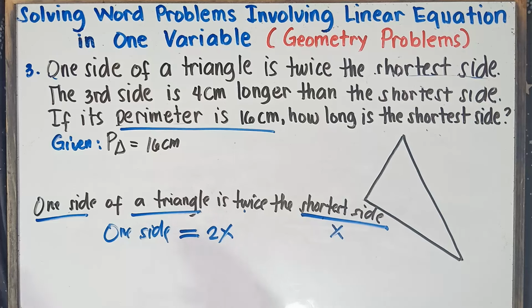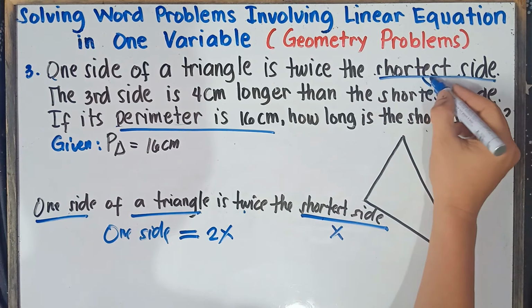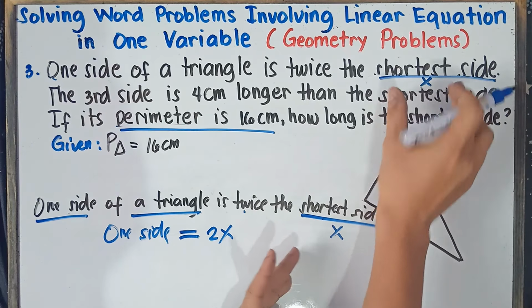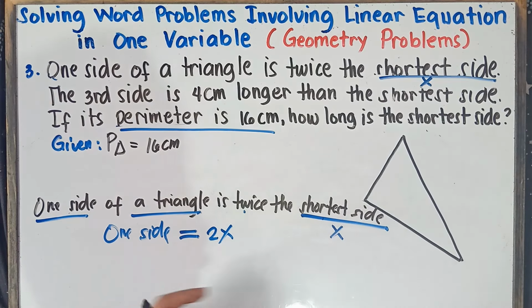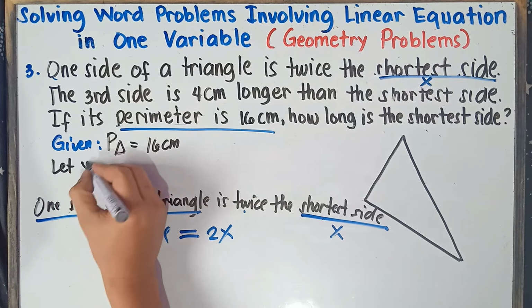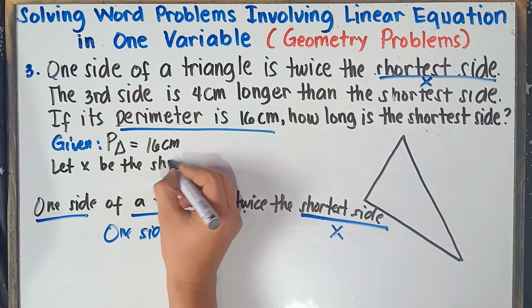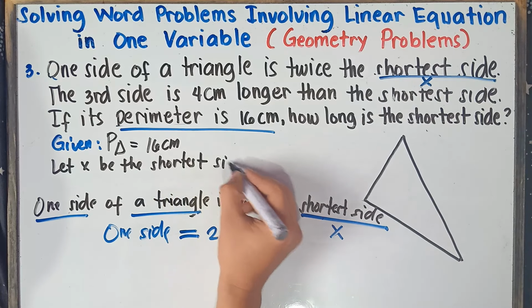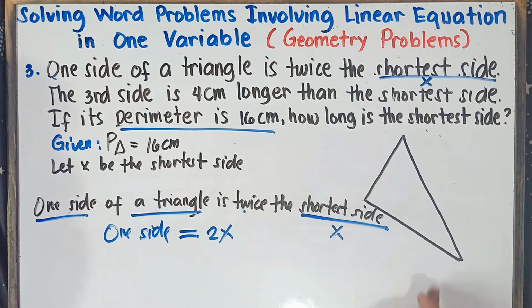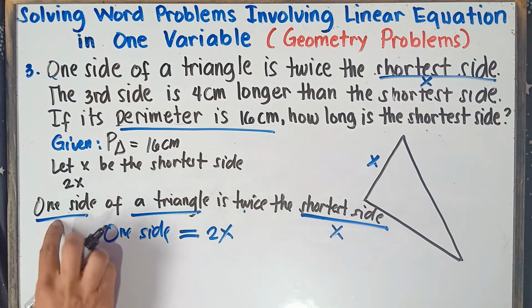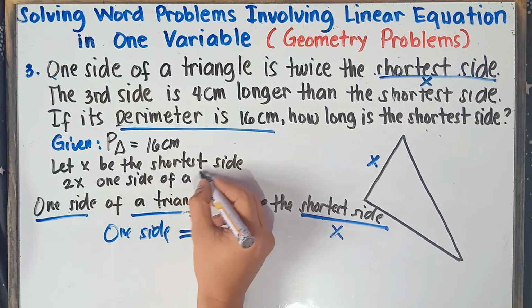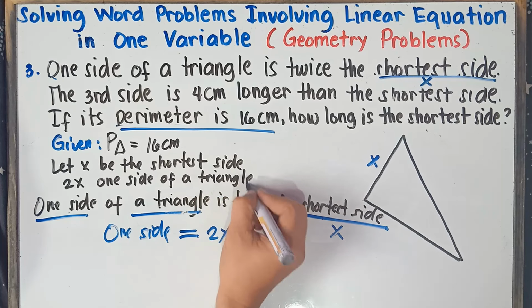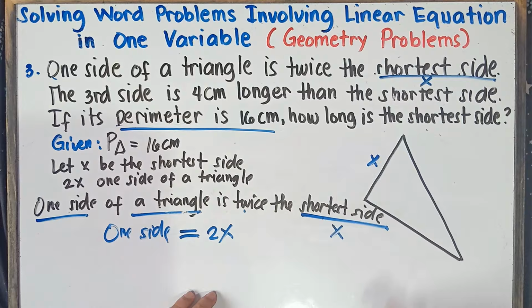Once again, class, we let x be the shortest side because we don't have any idea for the shorter side, but we know that this one side, the other side, is twice the shortest side. So therefore, we let x be the shortest side. Alright, so therefore, if this is our illustration, this will be x for the shortest side. And then 2x for one side. 2x, that will be one side of a triangle. So if this is x, this will be 2x.